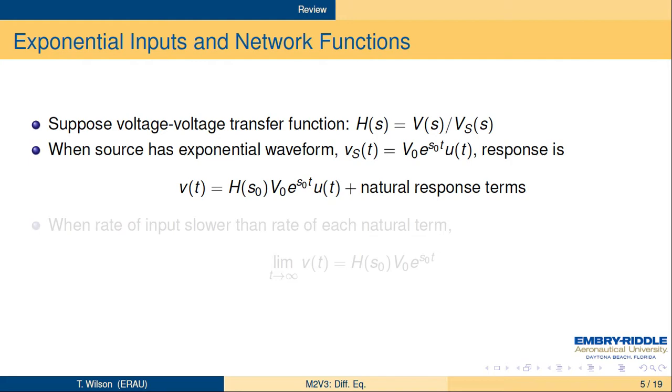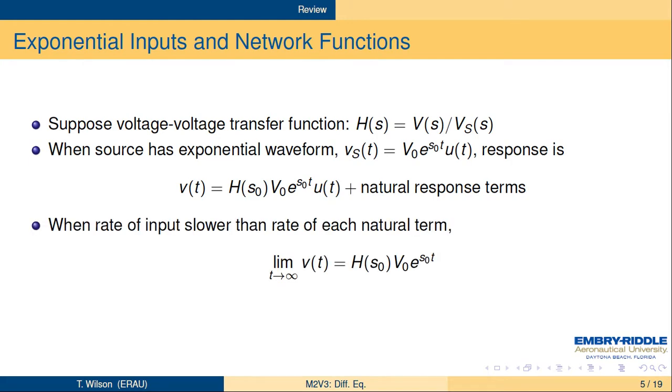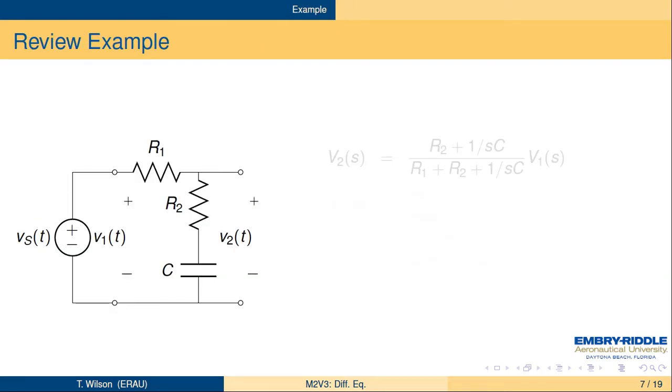And so we also saw that as long as the input rate is slower than the natural response rates, so all the poles are to the left of the input pole, then if you wait long enough, all the natural responses die away, and the waveform is just the forced response. And the forced response, if it's an exponential input, is just H of s naught, v naught, e to the s naught t. Let's work this through an example again.